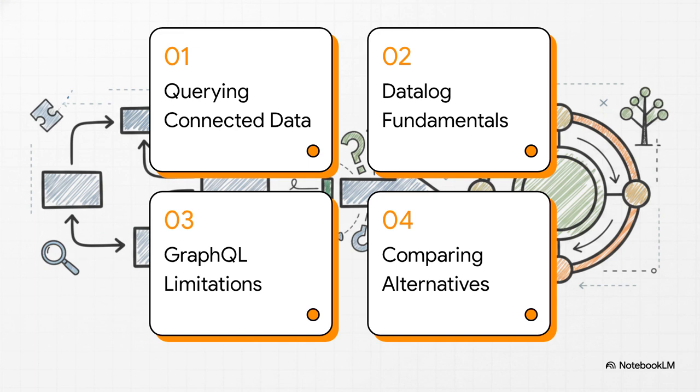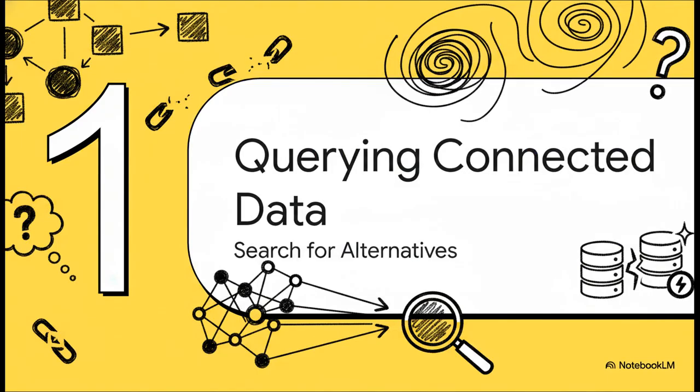First up, we're going to look at querying connected data in general. Then we'll break down Datalog fundamentals, pivot over to GraphQL's limitations, and finally wrap up by comparing the two alternatives. Starting with Section 1, Querying Connected Data, and why we're even searching for alternatives in the first place.